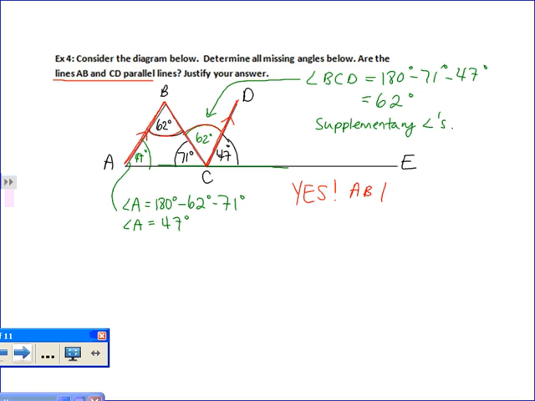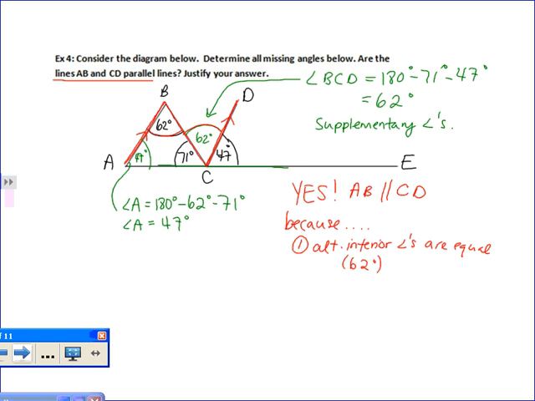So we're going to say yes, AB is parallel to CD because, well, one reason is that alternate interior angles are equal. We see that they're both equal to 62 degrees.